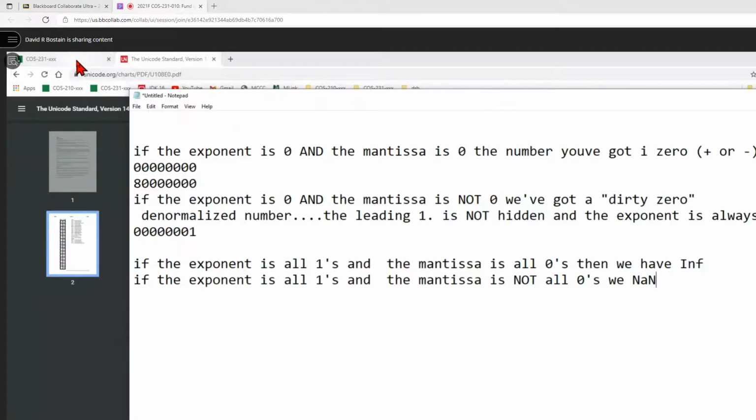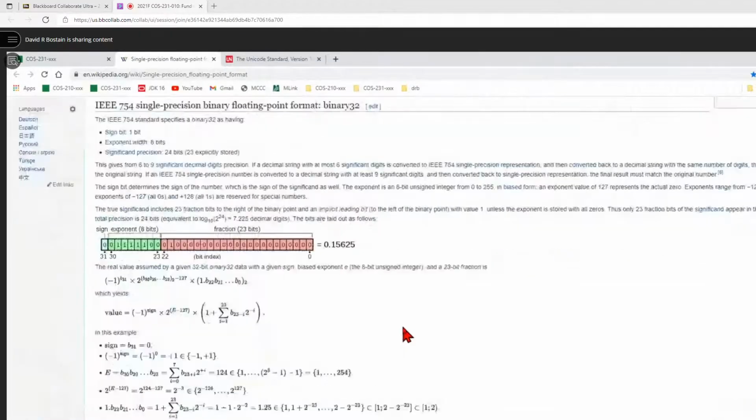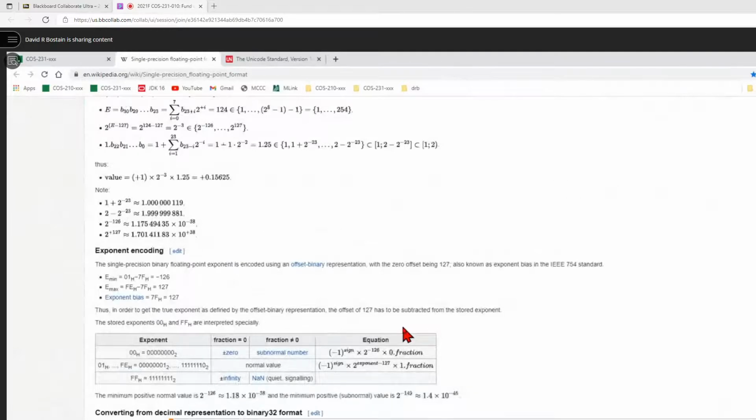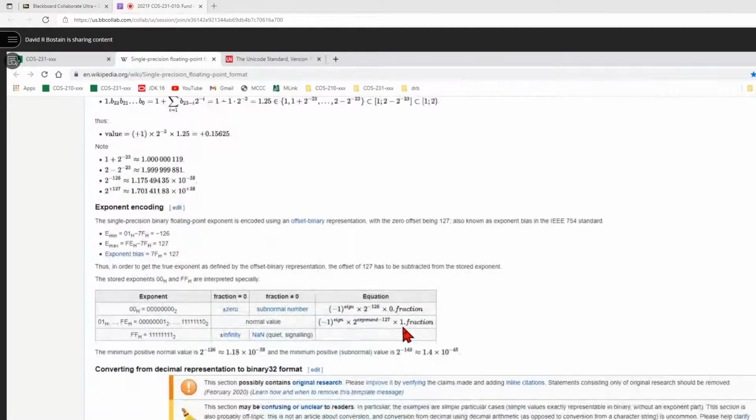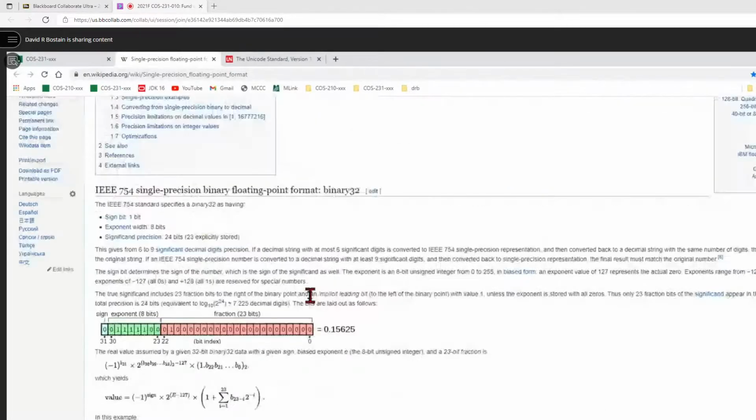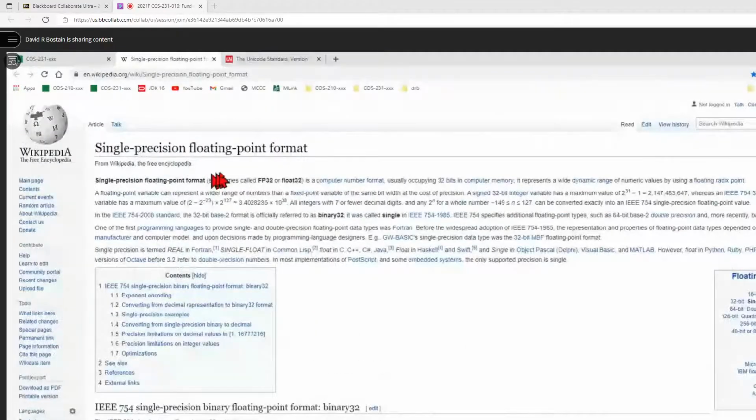Now, if we go to our website and go to this last article down here, let me see if I can quickly find. Yeah, this table basically summarizes what we just talked about. They call it subnormal as opposed to a dirty zero, or calling it a denormalized number. But you'll get the idea of what it is. This article that I added to the end basically talks about single precision floating point, and specifically the IEEE 754 single precision binary floating point format. Well, that's a lot to say. Anybody have any questions about this?